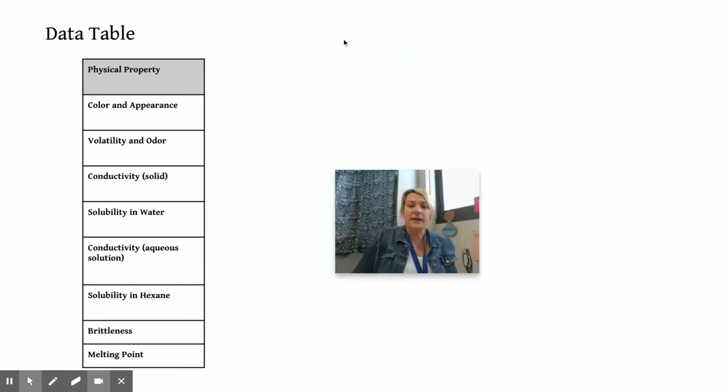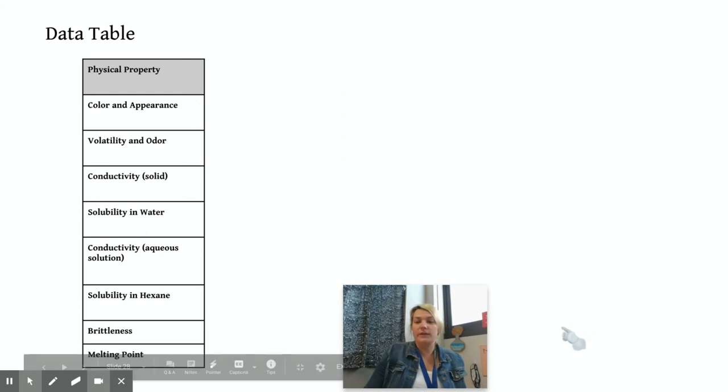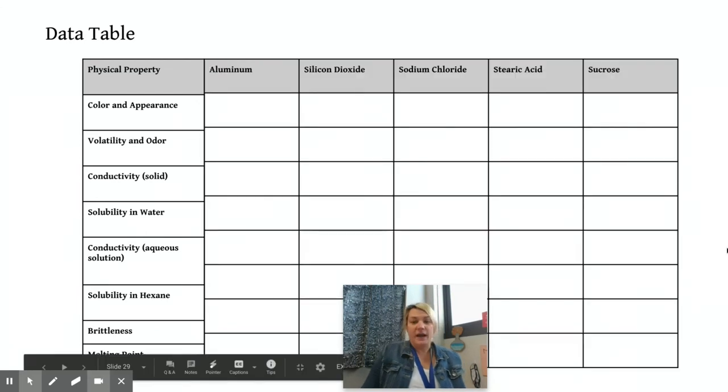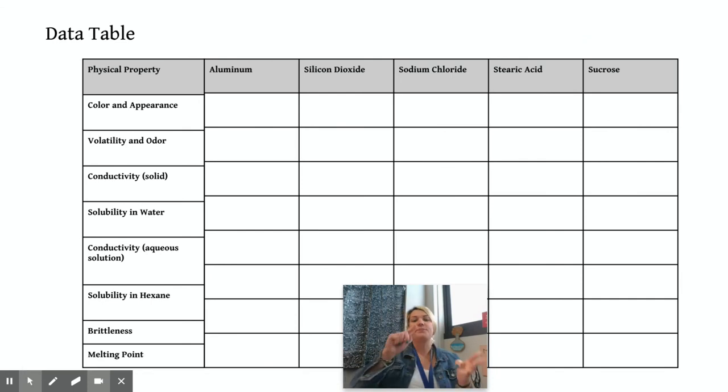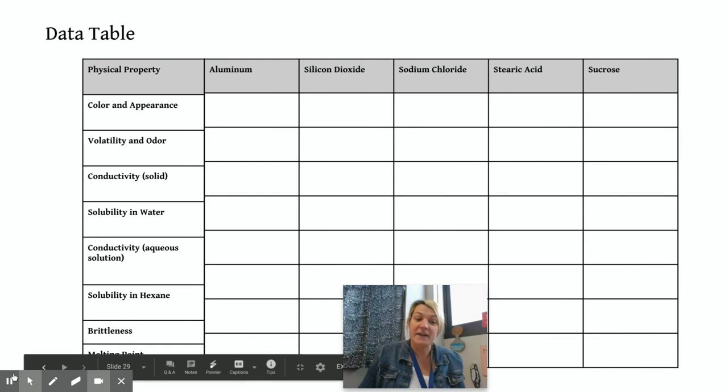And finally, these are the 5 substances that we're going to test: aluminum, silicon dioxide, sodium chloride, stearic acid, and sucrose. Those are the 5 things that we're testing, and that's it for your lab prep.